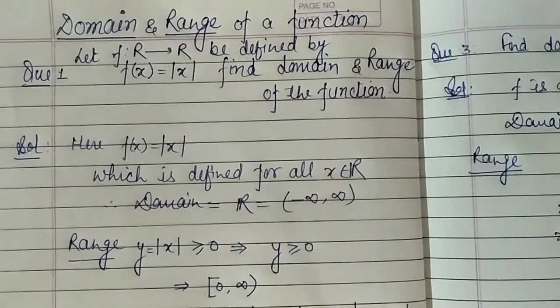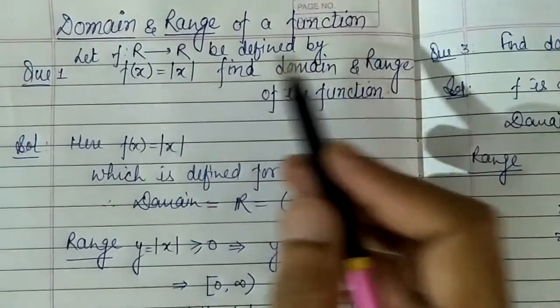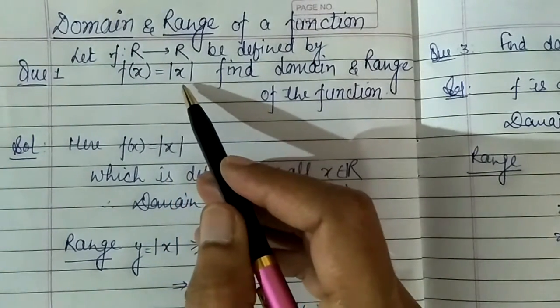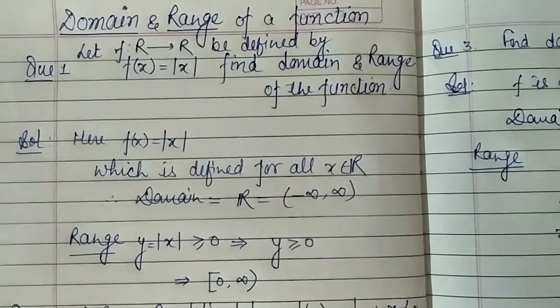Today we are going to discuss some questions on domain and range of a function. We have already defined what is domain and range. Now come to the first question. Let f from R to R be a function defined by f of x is equal to mod of x. Find the domain and range of this function.